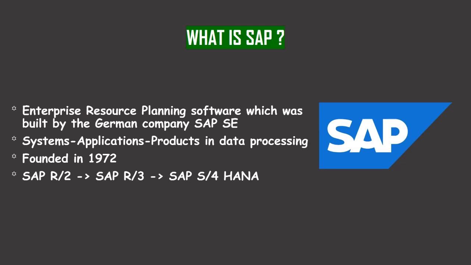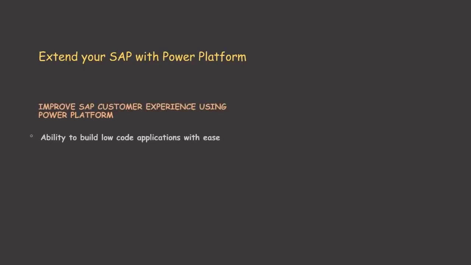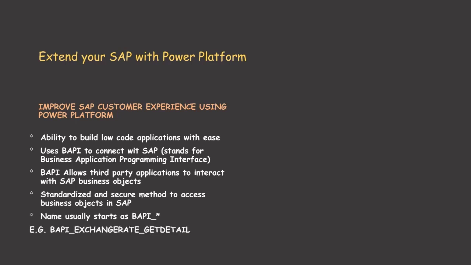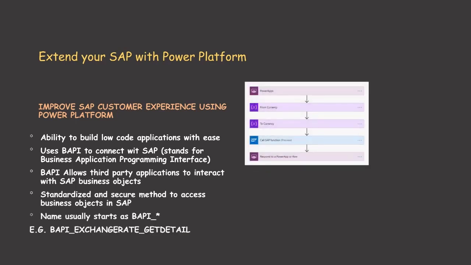If you notice these days, it's R/2 to R/3 to S/4HANA. There are a lot of things that you can do in SAP as well, similar to F&O and Business Central. Let's look at what we can do with SAP. You have the ability to build low code applications with these, and you have to use BAPI to connect with SAP. That stands for Business Application Programming Interface, and BAPI allows third party applications to interact with SAP business objects.